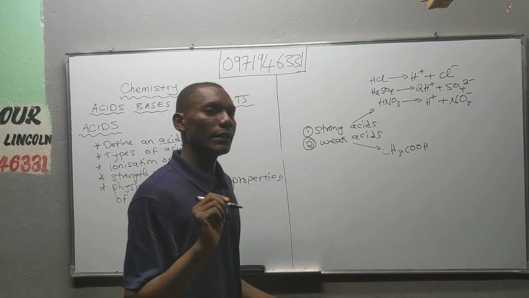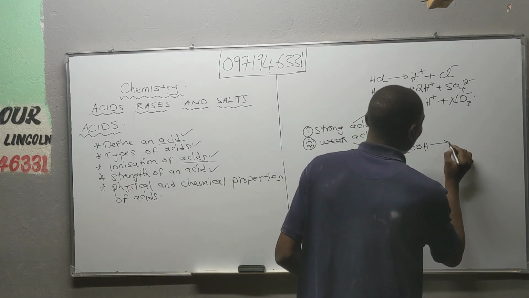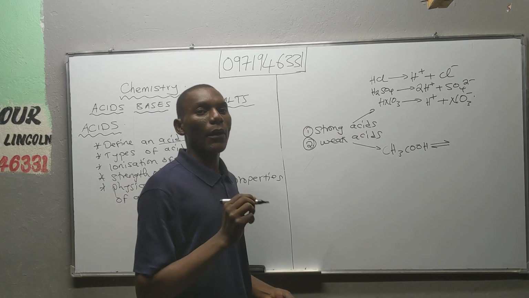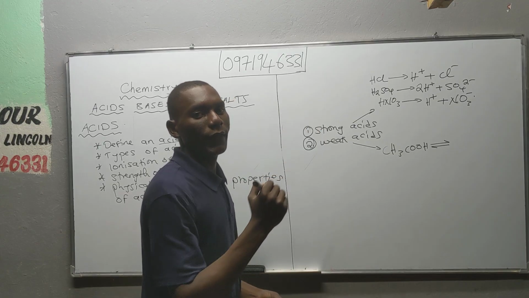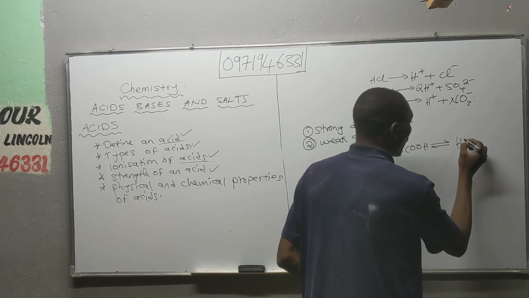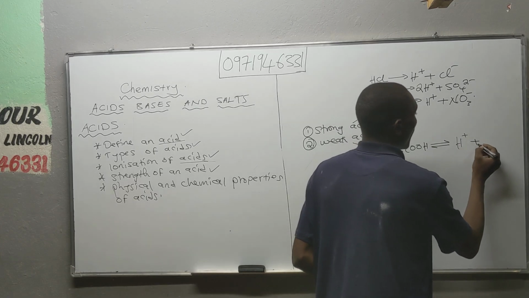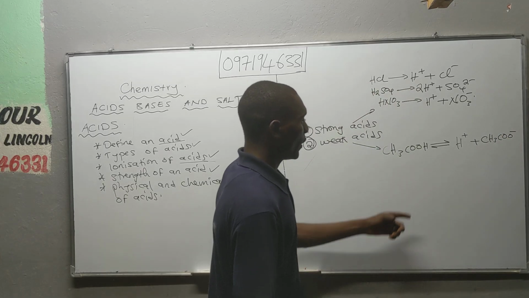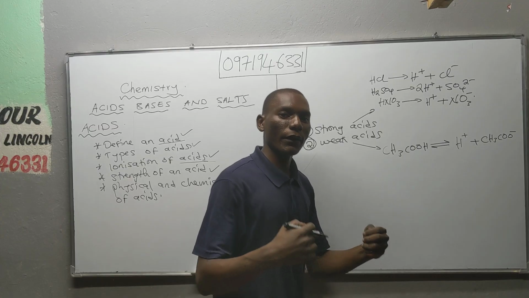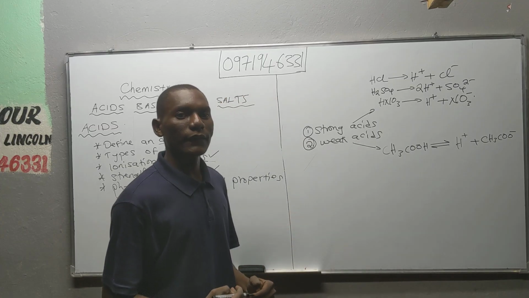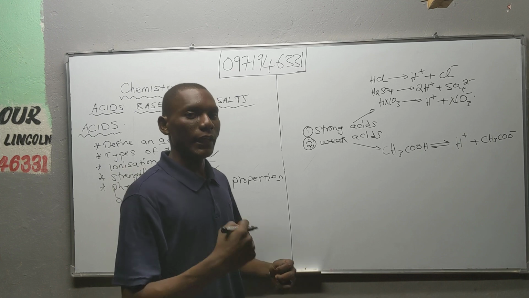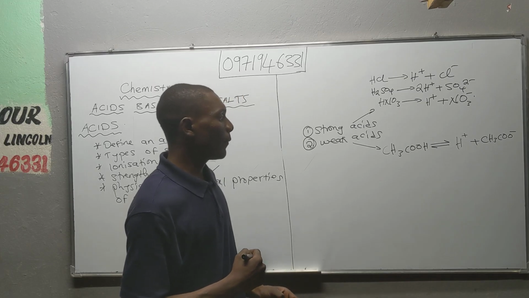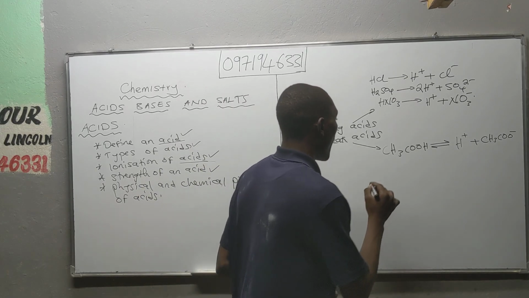So for us to show that it ionizes partially, we are going to use 2 arrows to show that this acid ionizes partially. It will be reversible. What are we going to form? We are going to form hydrogen ion plus CH3COO negative. So these 2 arrows here help us to say this acid is a weak acid. It ionizes partially. Alright?